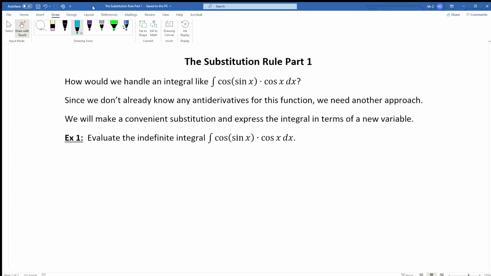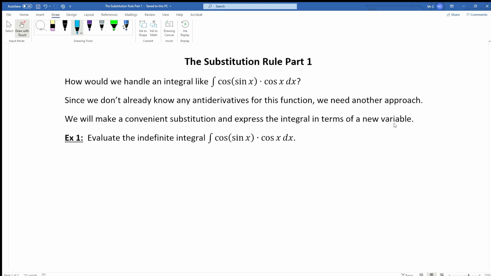So, we want to ask ourselves a question. How do we deal with some more complicated integrals rather than the basic antiderivatives that we start with in Calc 1? So, how would we handle an integral like the integral of cosine of sine of x times cosine of x dx? We don't already know any antiderivatives for this function, so we need another approach. What we're going to do is make a convenient substitution and express the integral in terms of a new variable. So let's take a look at that.